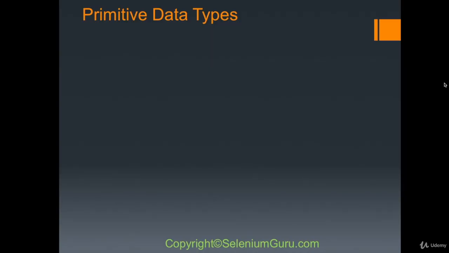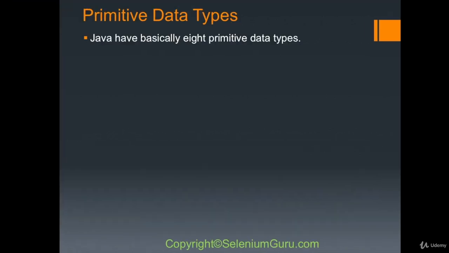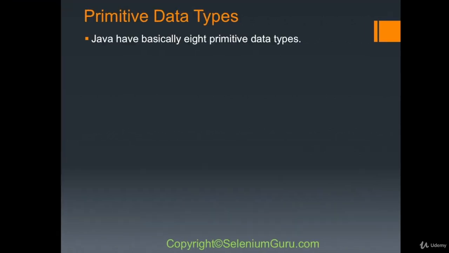Okay, so in our previous lecture, we learned about what a string in Java is and how you can print out this string variable from your Java program, right? So in this lecture, we're going to learn about different data types. Java has basically 8 primitive data types. So what are the data types then?